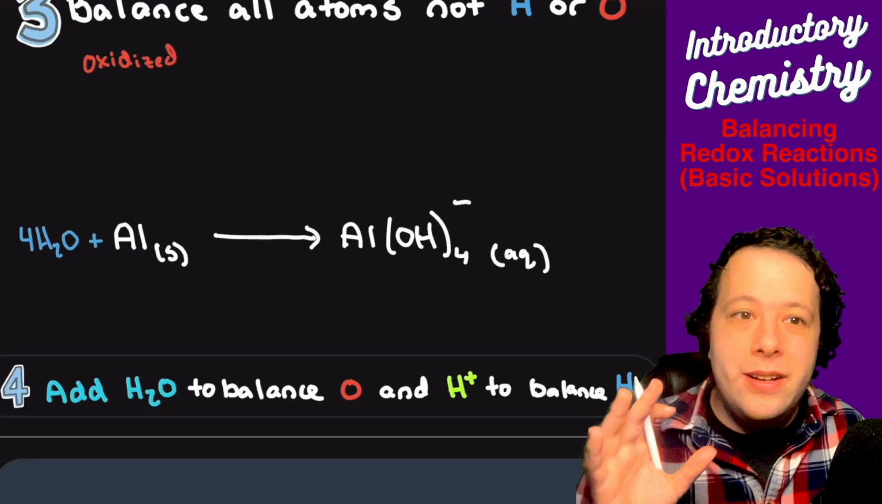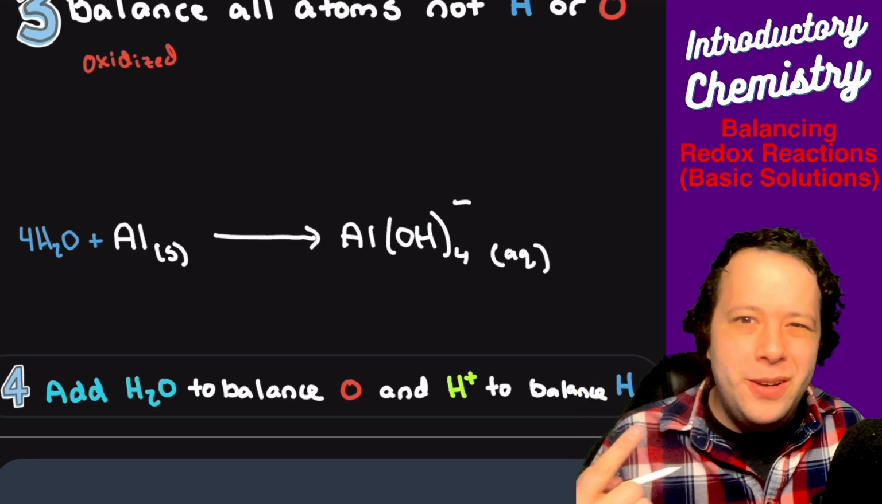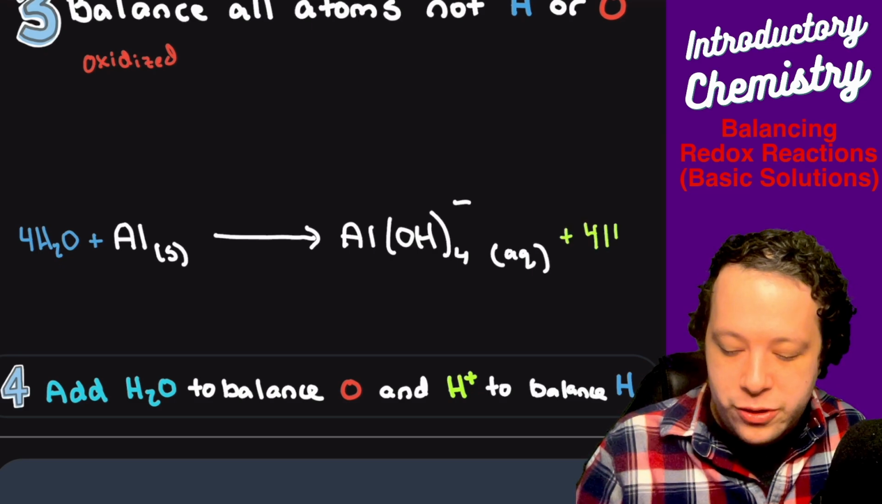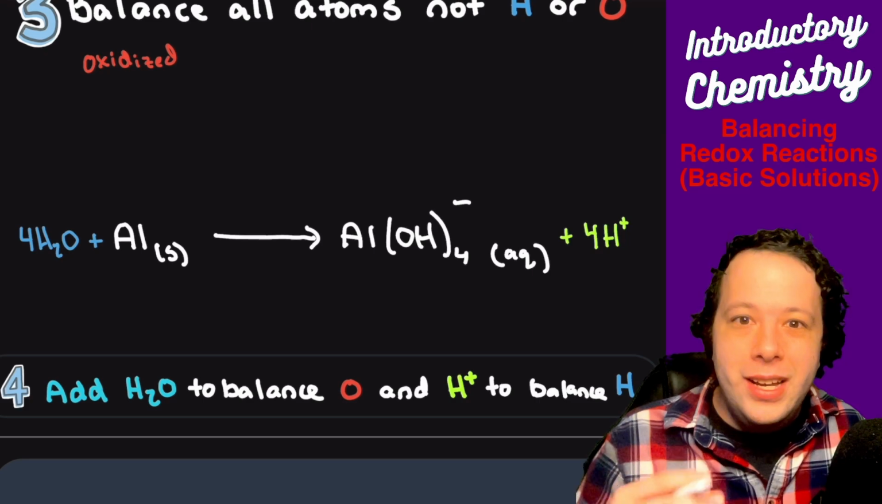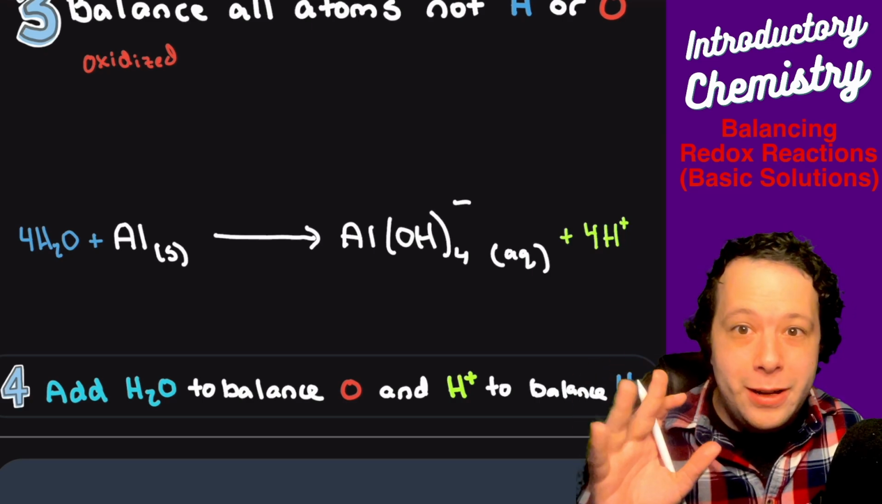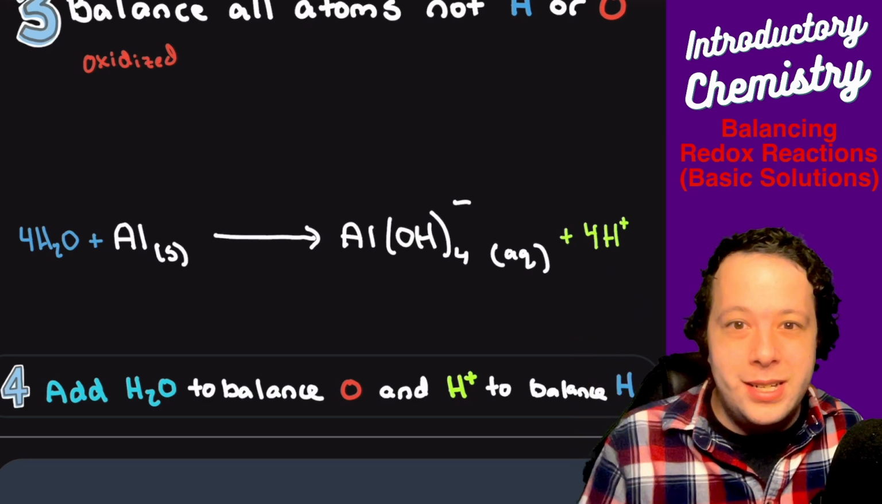But now we have an imbalance of hydrogen, right? We had 4 already on the right. Now we have 8 on the left. So what we're going to do is add 4 hydrogens to the right-hand side in order to balance all of the hydrogens. So keep in mind, you have to add up all the pieces, right? We had the 4 H's and then the 4 that were in hydroxide.